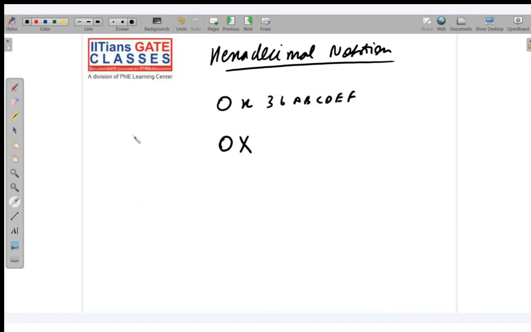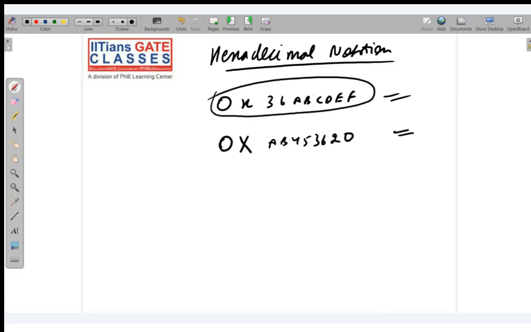You can check it: 1 byte, 2 bytes, 3 bytes, 4 bytes. Yes, this is perfect. Another example can be A B 4 5 3 6 2 0. Like this, 0x or 0 capital X represents the hexadecimal values. So if they give an IP address in this format, no need to worry, they are talking in hexadecimal notation.